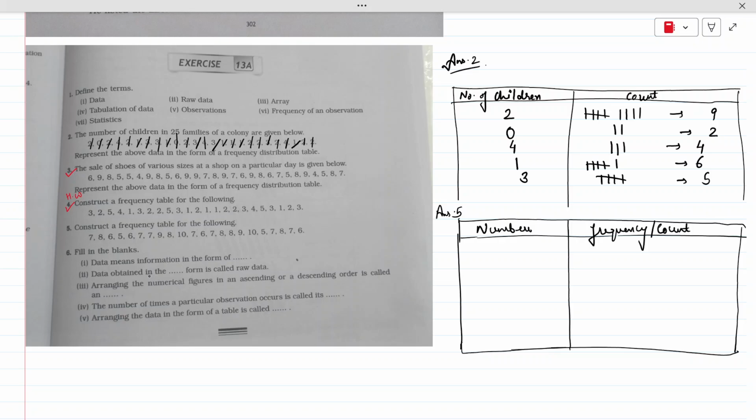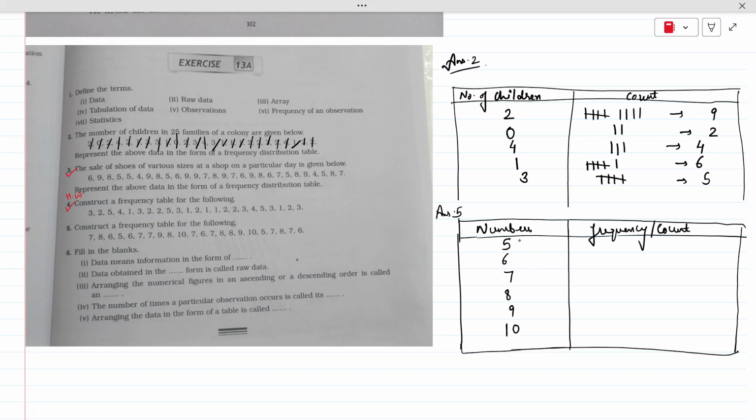What I'm going to do is I'm going to see what are the unique numbers given to us, and that too in ascending order. So if we see here, we have 7, 8, 6, 5, 6, 7, 8, 9 and all these numbers. The lowest number which I have here is 5, right? And then the next number we have 6, we have 7, 8, 9 and then 10.